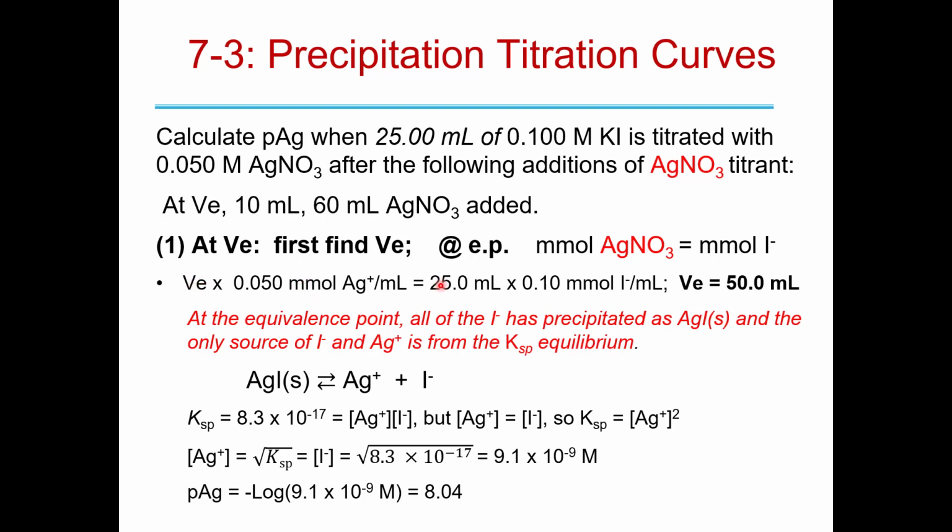What about for the potassium iodide? Well, here we know we took 25 milliliters of potassium iodide, and we know what its molarity is. So volume times molarity gives you moles. And if we look at this equation, we've got one unknown, V sub E. To solve for V sub E, we're going to divide both sides of this equation by 0.050. So we're going to take 25, multiply it by 0.1, and divide that by 0.05. And we will get this value for our equivalence point volume.